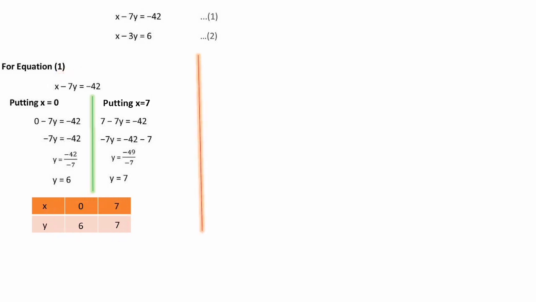Next we are going to make the points for the second equation. Equation number 2, when we take it, is x minus 3y is equal to 6. Here also we can put any values for x and find the corresponding value of y. So here I am taking x is 0 first. That is 0 minus 3y is equal to 6. From here, minus 3y is equal to 6. Minus 3 will come to the right side as divided by minus 3. So y is equal to 6 divided by minus 3, which gives y is equal to minus 2.